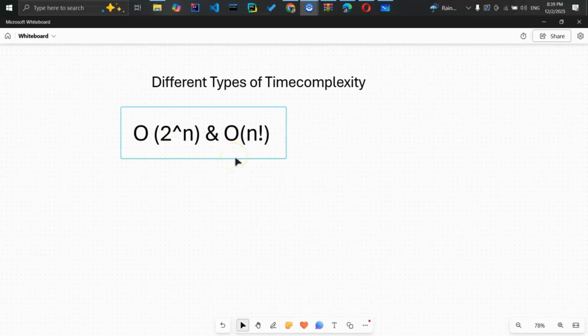These are usually avoided unless n is very small, right? And these are the worst and grow extremely fast, right? This is for factorial, this is for exponential, right?